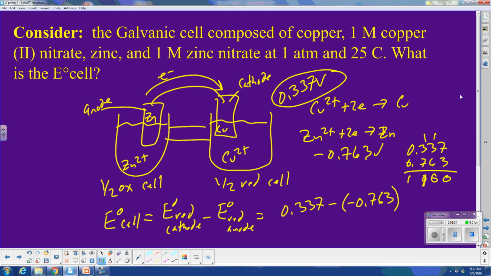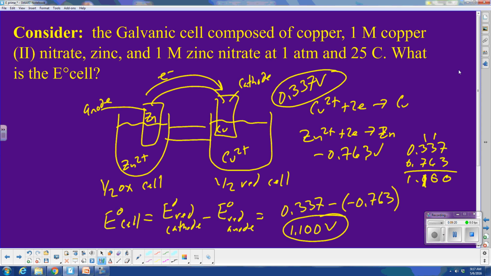I think my answer is 1.100 volts, right? Good. All right, let's make sure: 7 and 3, 10, carry the 1; 9, 10, carry the 1; 10, there's a 1 there, carry the 1, 1.10. Good. So that is my standard cell potential.